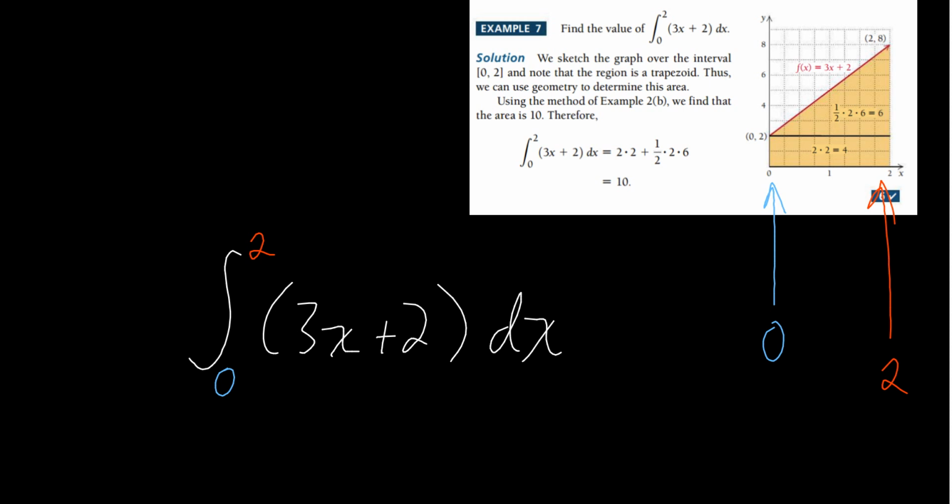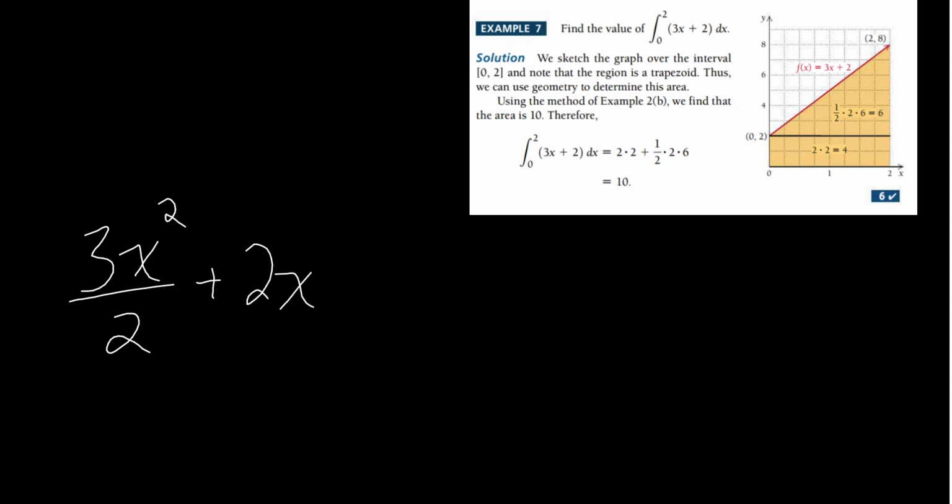Now, example 7 is the same one we did in example 2b, right? We got the area of this rectangle, and then we added the area of this triangle. Now, for something like this, it's not so bad, but like I said, I'm just giving you a little precursor to the next section. So what we do here is we integrate 3x plus 2. If we integrate that, we end up with 3x squared over 2 plus 2x.